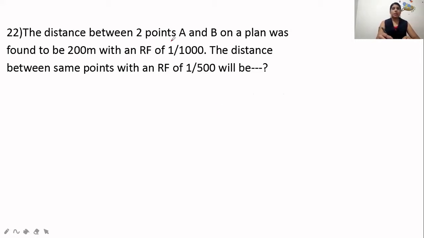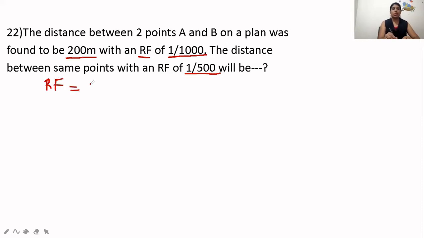The distance between 2 points A and B on a plan was found to be 200 meters with a representative fraction of 1 by 1000. The distance between the same points with an RF of 1 by 500 will be what? We have to find. So first, we know what is representative fraction?